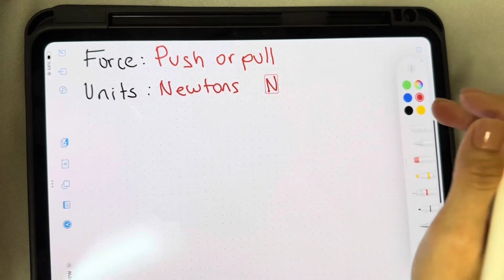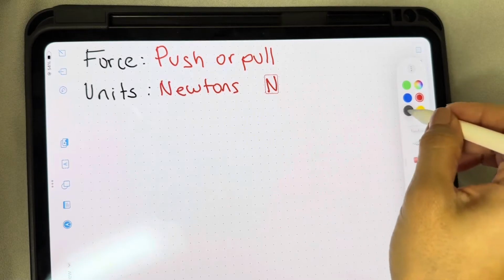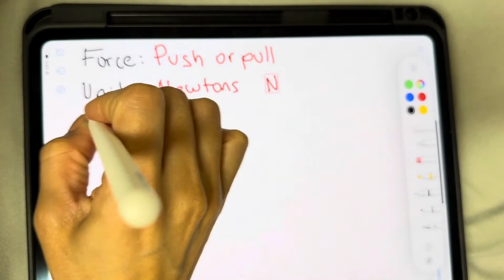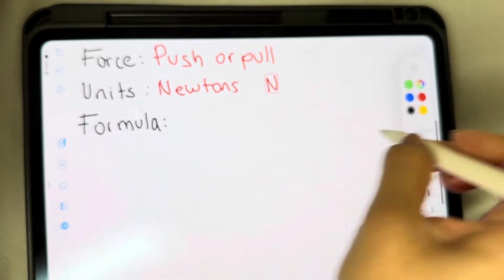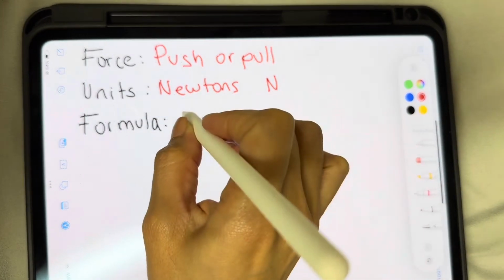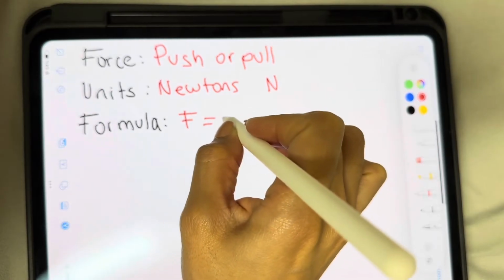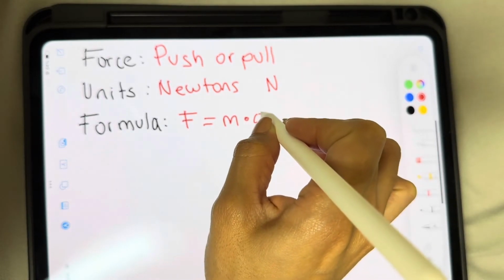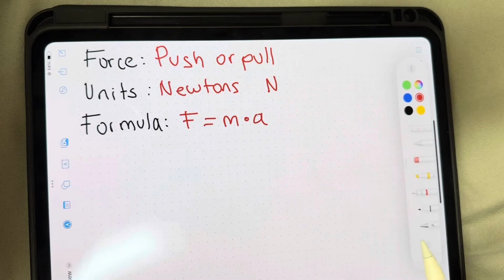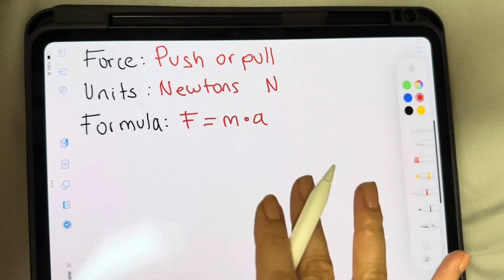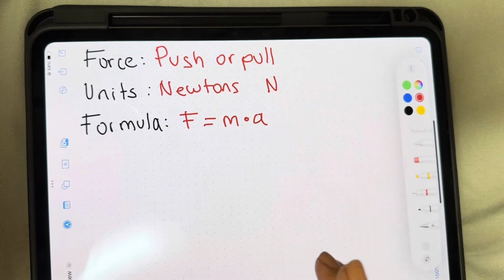What is the formula for force? So the formula is pretty simple. That is F equals mass times acceleration. Acceleration can sometimes be the acceleration due to gravity, so 9.8 on this planet, or depending on the problem, the acceleration may be different, a different number.